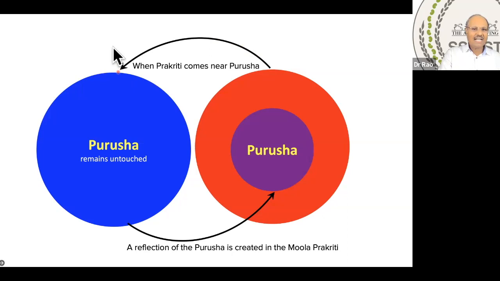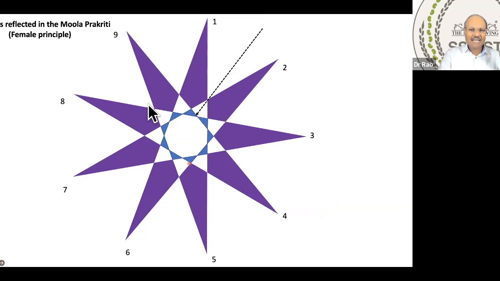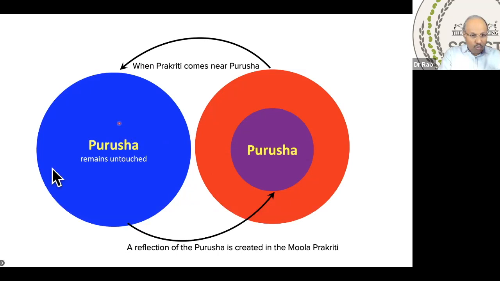something very beautiful happens. A reflection of the Purusha is created in the Prakriti, and then she is called the Moola Prakriti. Now, do you understand what I was talking to you about when the Prakriti mandala popped up? You saw that there was a Purusha that was reflected inside, right? That is what is being talked about here.